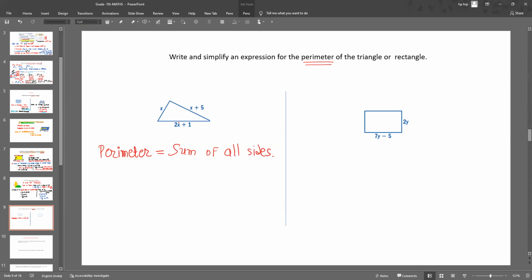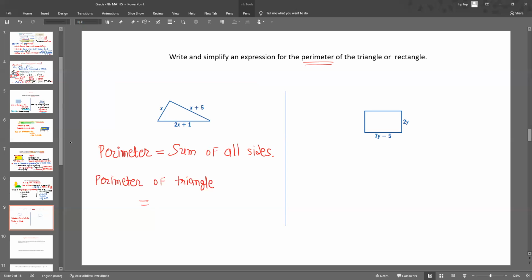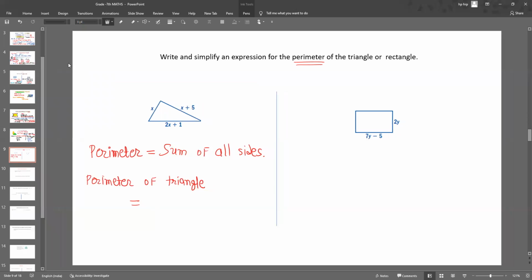So here you can see that we have a triangle. Here I can write perimeter of triangle. Three sides are there. So can you identify what is the perimeter of this triangle? Just apply this definition, sum of all sides.